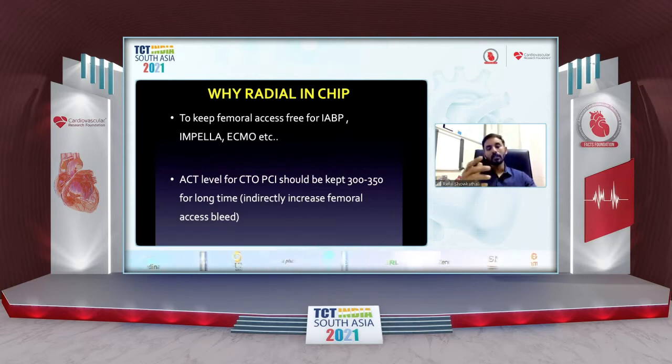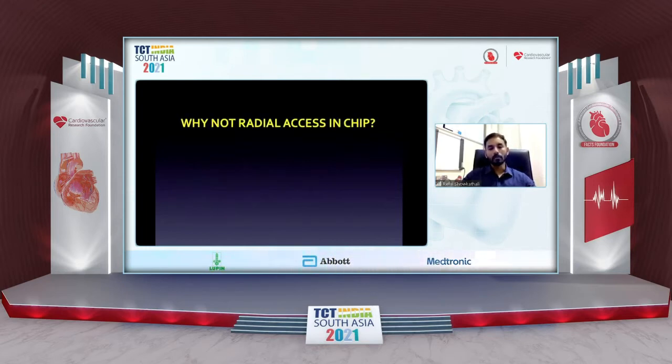First, if you use radial access in complex cases, you keep good femoral access on both sides to use your Impella or ECMO or intra-aortic balloon pump. In cases like CTO, where you want to keep your ACT above 300, 350, when you go femorally, the risk of bleeding is extremely high, and that has been mentioned by my previous colleague as well. So why should we not be using radial access?